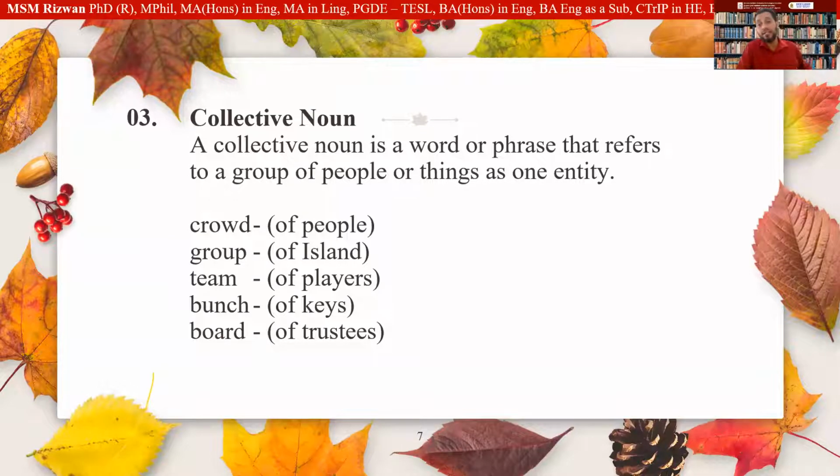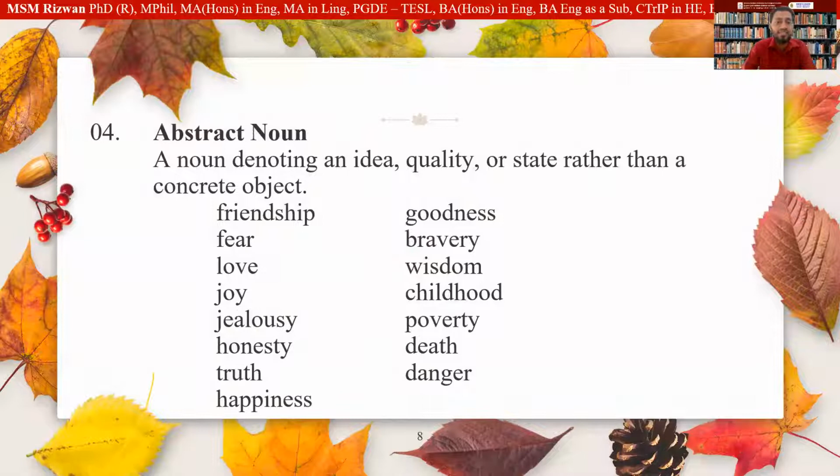You see, there is a group of islands. There is a group of islands in Maldives. For an example, team of players, right? Bunch of flowers, bunch of keys, board of trustees. So that is how now you should see what collective noun is and how they are utilized in the day-to-day sentences, right? Now let us discuss about the abstract noun, right? Abstract noun. We'll now discuss about the abstract noun.